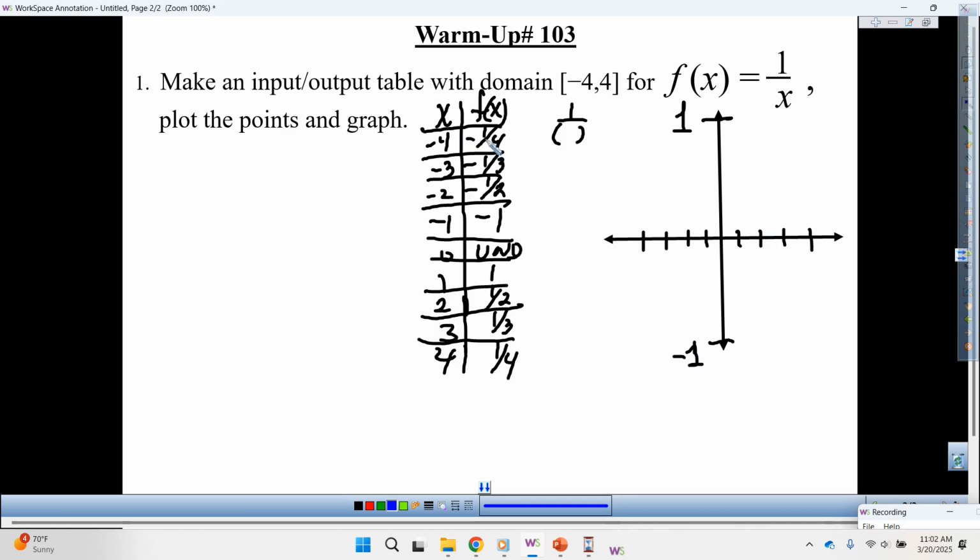All right, here goes a graph. -4, -1/4 is about right here. -3, -1/3 on the negative side. -2, -1/2. -1, -1. There's that side, and we got 1, 1. 2, 1/2, 3, 1/3, and 4, 1/4. And as you can see, it starts curving a little bit more the more values we add to x.